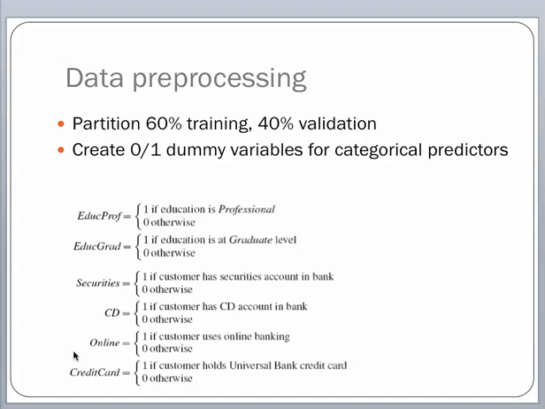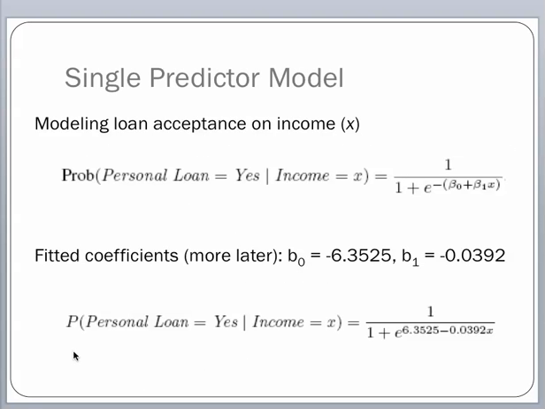So we partition the data with a 60-40 split between the training and validation sets, which, remember, we want to do when we're doing predictive modeling. And we will create 0 and 1 dummy variables for the categorical predictors. Modeling the loan acceptance on income. So suppose that we're only dealing with one variable, that variable is income.